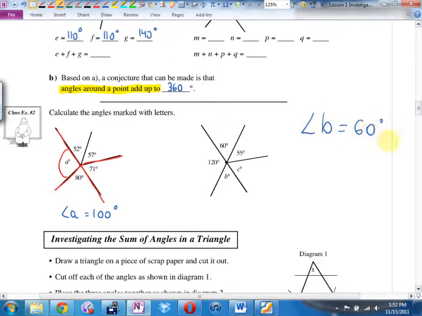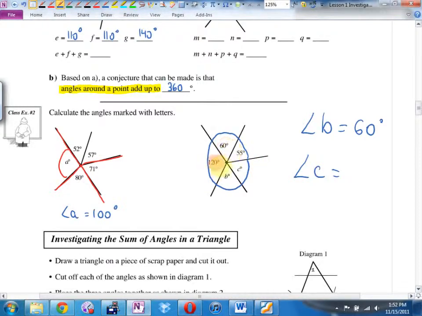Now that I know angle B, how big is angle C? Joe, how can I find angle C now that I know angle B? What have I just drawn? How many degrees? 360. Do you know that guy? Did you just figure out that guy?